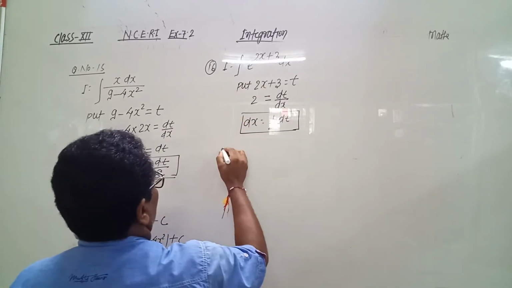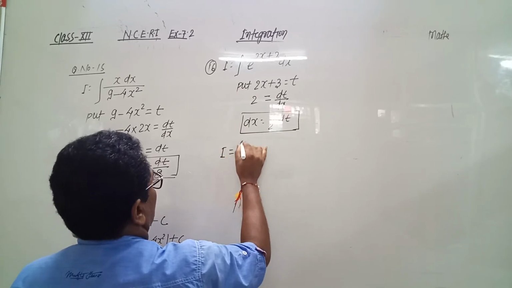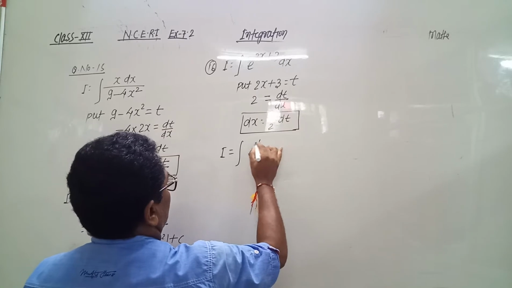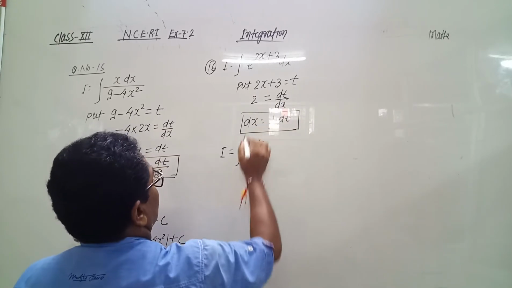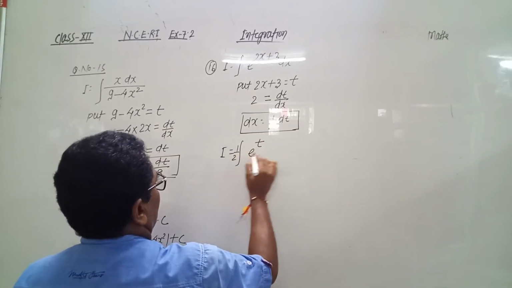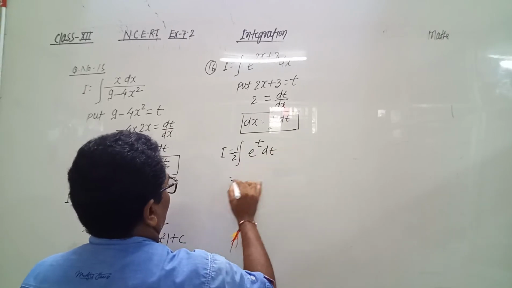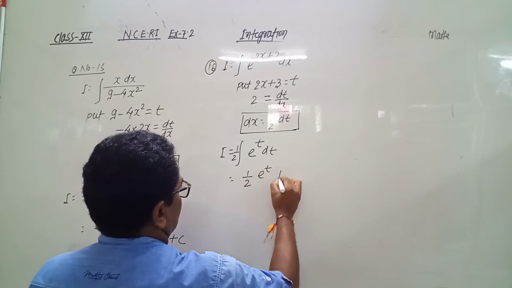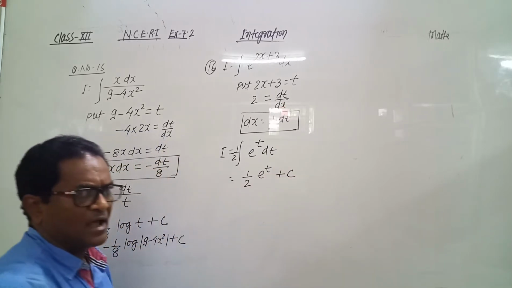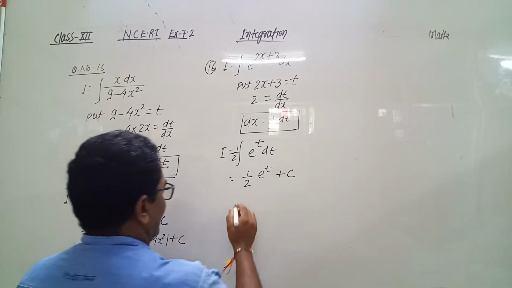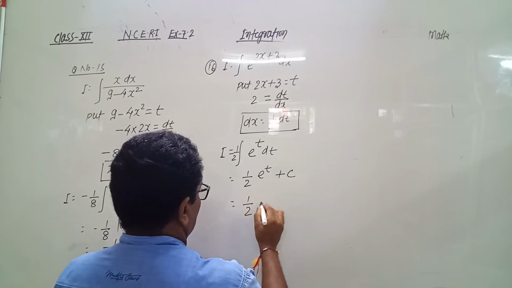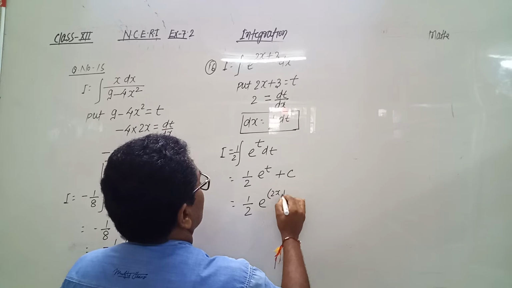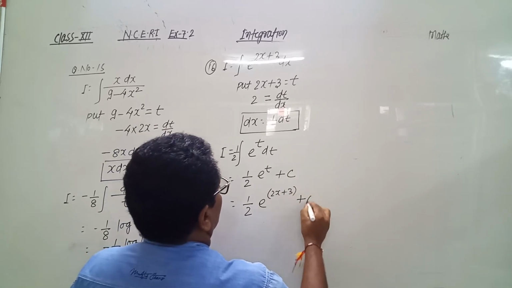Now we put the value of dx. So I equals integration e raised to the power 2x plus 3 is written as t, and dx is 1 by 2 dt. So 1 by 2 integration of e raised to the power t is e raised to the power t plus c. Put the value of t: 1 by 2 e raised to the power 2x plus 3 plus c.